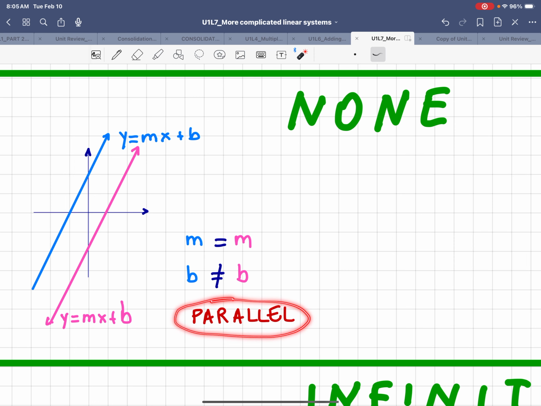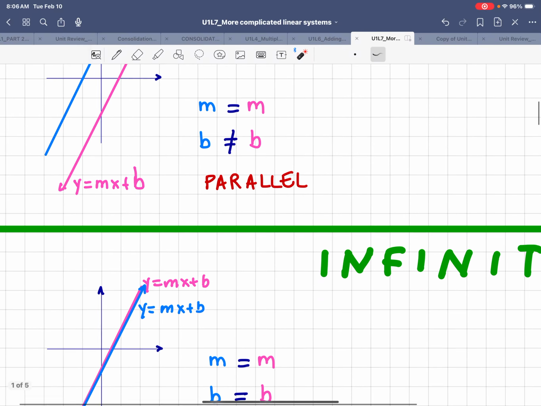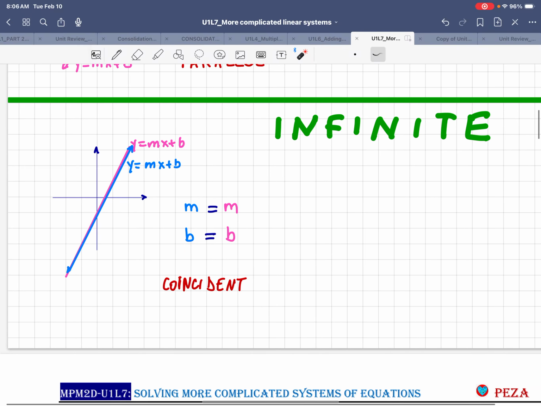And that happens when the slopes are the same, and very importantly, the y-intercepts are different. The y-intercepts being different creates this gap between the two lines and makes them parallel to each other. Now, the last case is when two lines have the exact same steepness, so they are parallel, but they also happen to have the same y-intercept. If they have the same y-intercept, then the rest of the points will be the same because they're parallel.